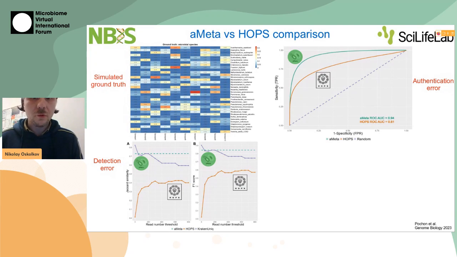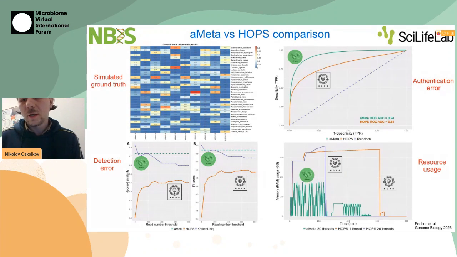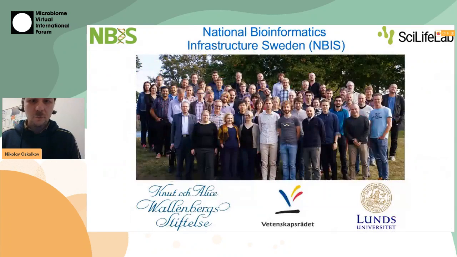In terms of both detection and authentication error, what we show in our paper is that aMeta outperforms HOPS. And also importantly, we compared resource usage of HOPS and aMeta, and we show that aMeta uses at least twice less memory compared to HOPS, which is important for utilizing bigger databases and getting better accuracy in our analysis. So that's pretty much all I wanted to show you.